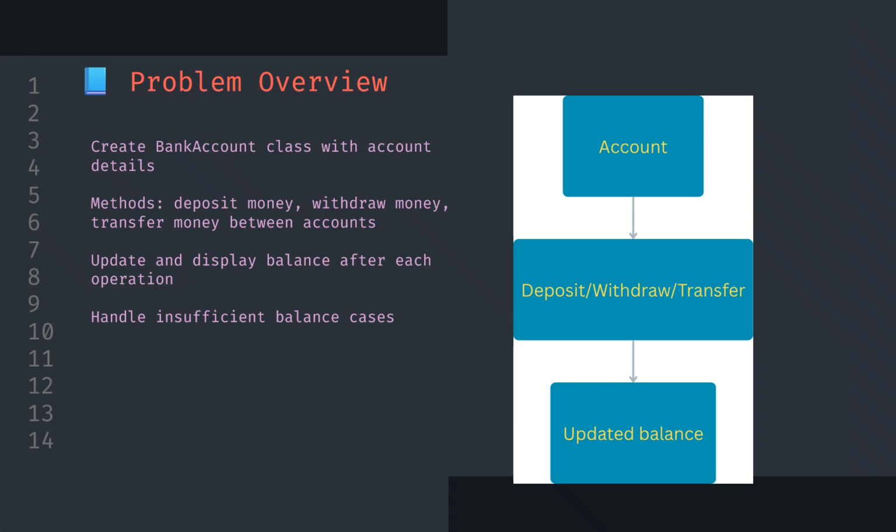We want a class representing a bank account holding account number, holder name, and balance. The key operations are depositing money, withdrawing money with balance checks, and transferring money to another account. We'll ensure the balance updates correctly and displays messages for success or errors.